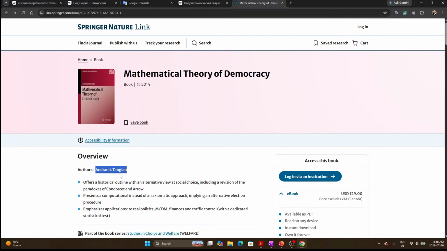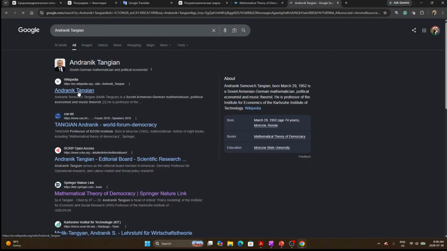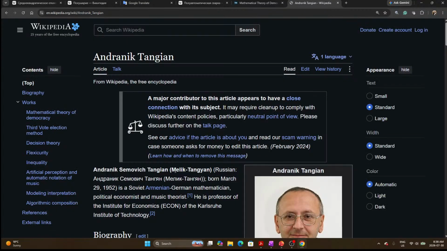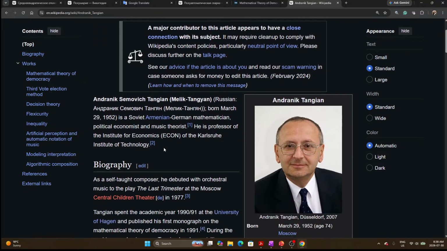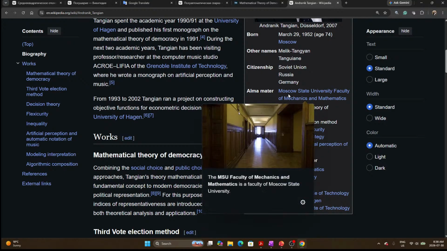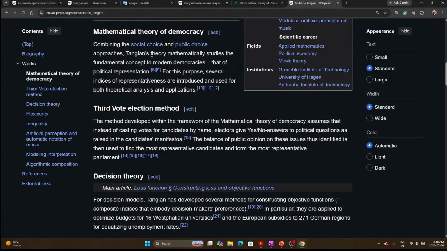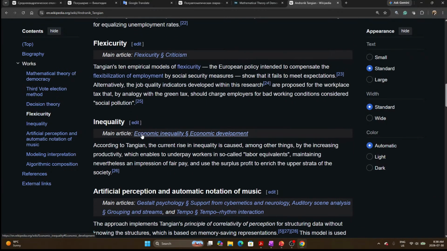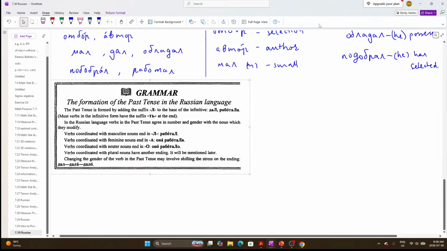Yeah, this guy, I think he did a lot of election math. A Soviet Armenian German mathematician. Now, this person graduated from Yekmat. See, mathematical theory, democracy, voting method, decision theory, inequality, all done mathematically. Very cool.